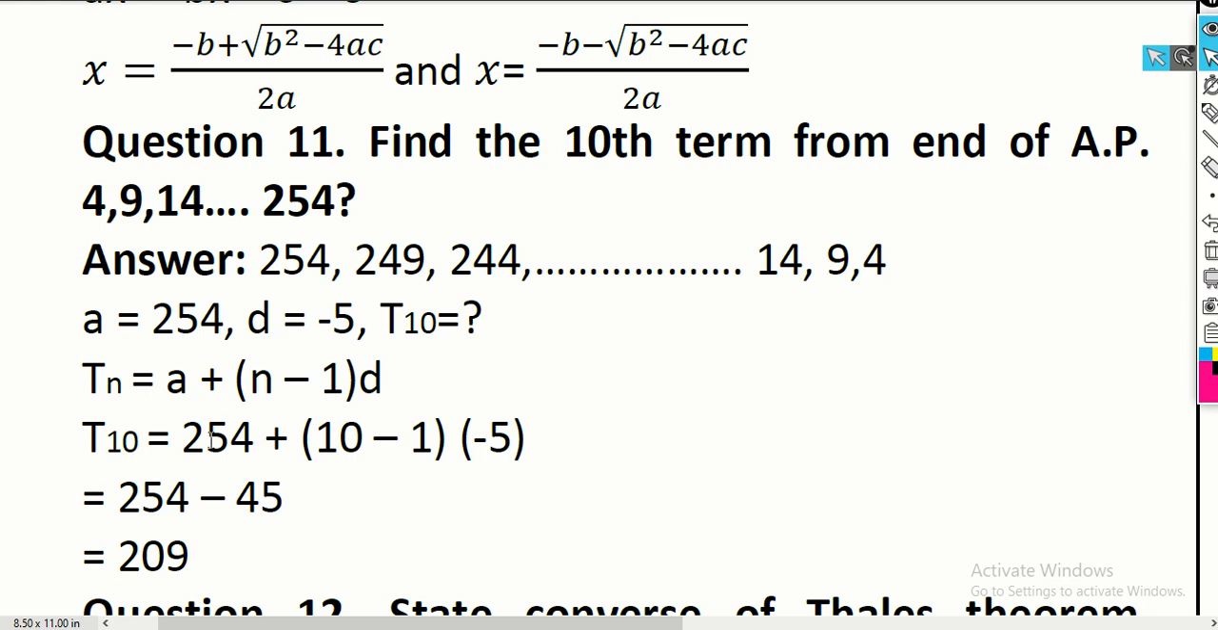For finding the 10th term, we have to use the an formula, or it may be the tn formula. So you know the values here. This is an is equal to, that is tn means the nth term, here a10 from the last. That gives you 209 as the 10th term from the end of the AP.